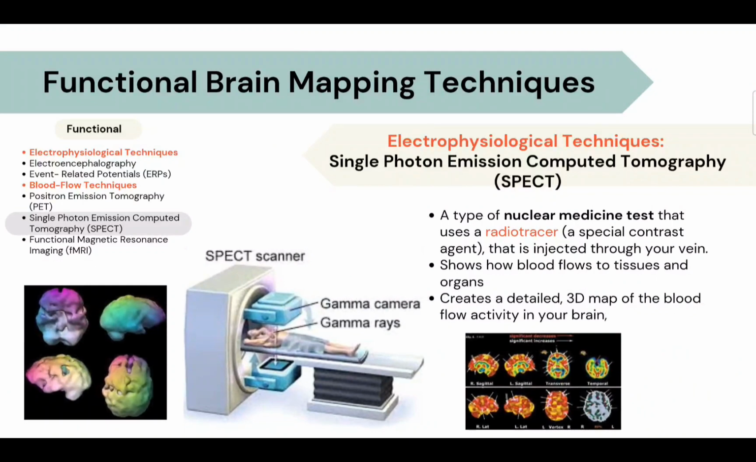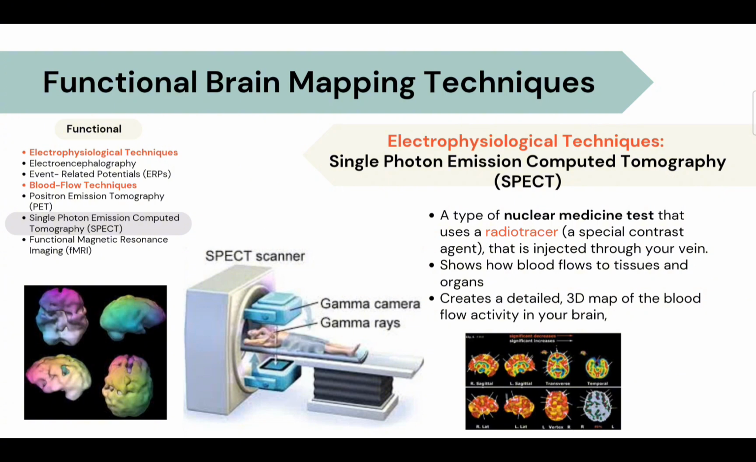Then we have single photon emission computed tomography, the SPECT. Okay, the SPECT scanner, unlike the magnetic resonance imaging, the MRI, we don't use a magnet. We don't use the magnetic feature, but we use the gamma camera and the gamma rays. It is a type of nuclear medicine test that uses a radio tracer that is injected through your vein.